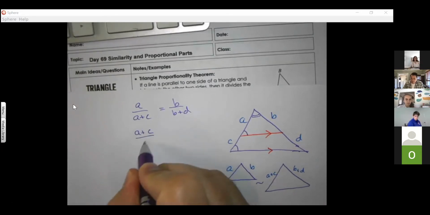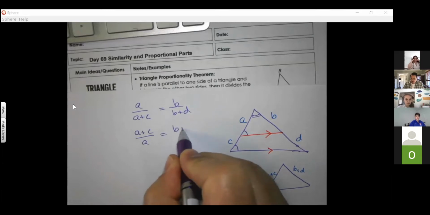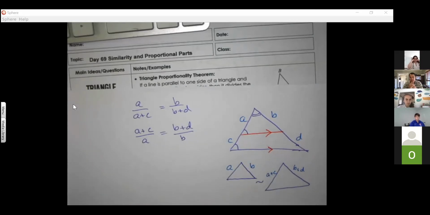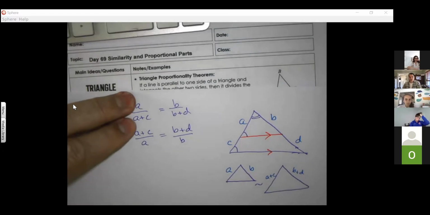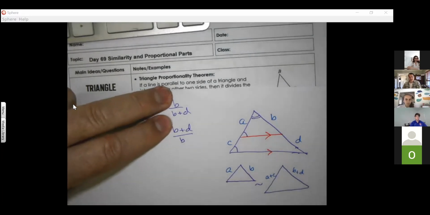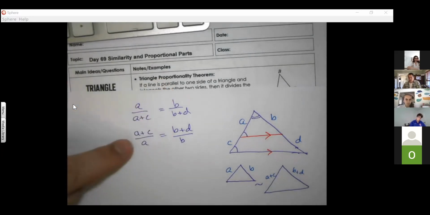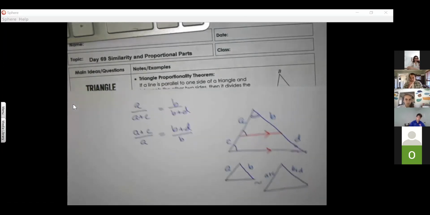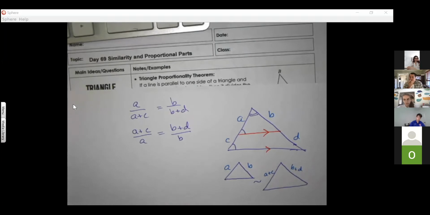By the way, you are not responsible for knowing this. You are not responsible for proving this. You are not responsible for being able to fill in a blank version of this. This is just for your information and understanding. But if I have like 1 over 2 equals 5 over 10, and I flip it over so that now I've got 2 over 1 equals 10 over 5, it's still true. It's one of the properties of proportions called the reciprocal property of proportions.